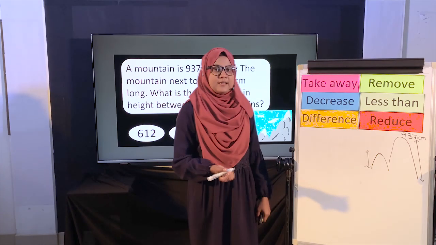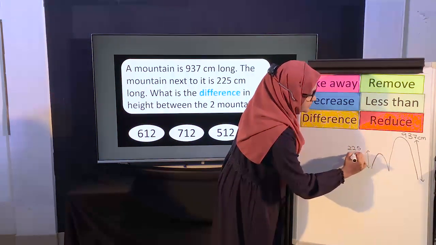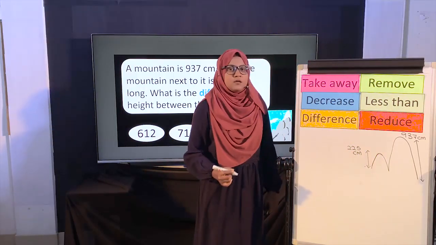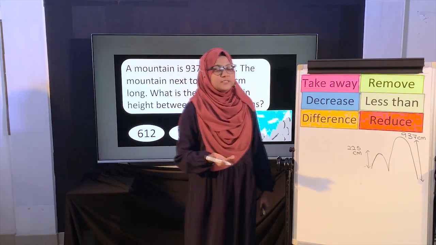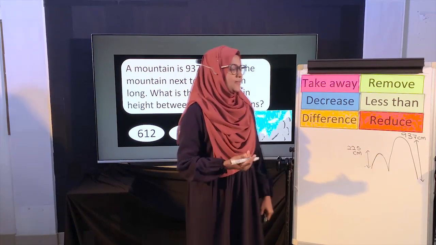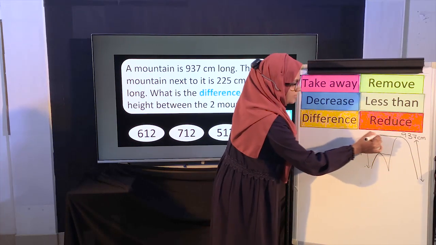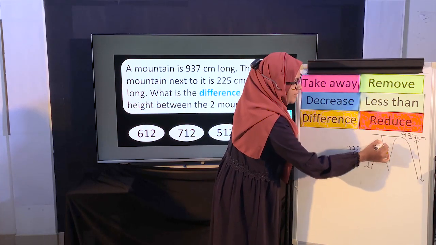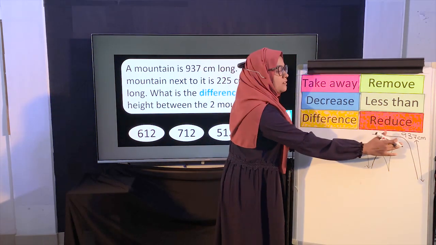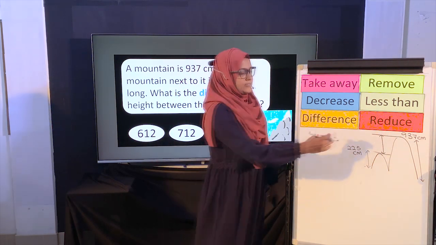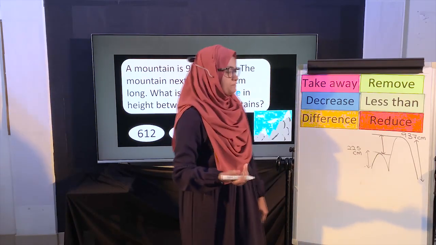Yes, it is 225. So I will write 225 centimeter here. So in which part of these two mountains can you find the difference between it? Yes, it is from this part to this part. This is the difference in height between the shorter mountain and longer mountain. So is it similar or not similar? Yes, it is not similar.